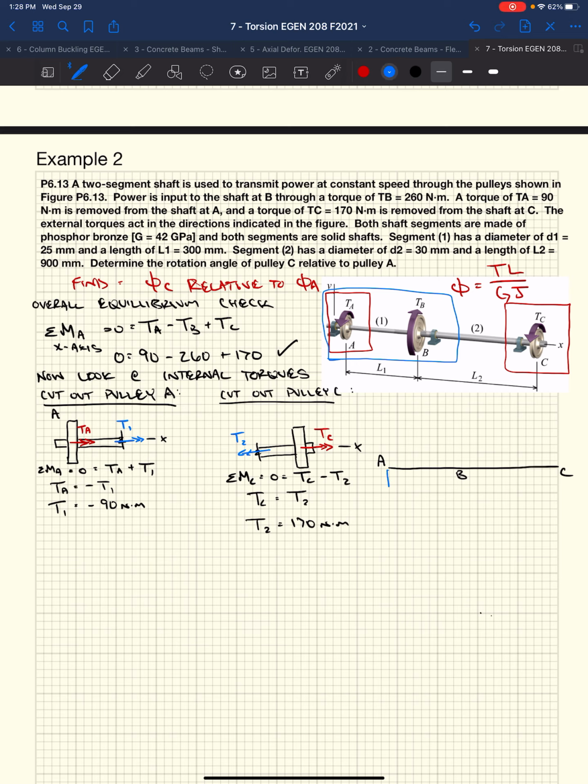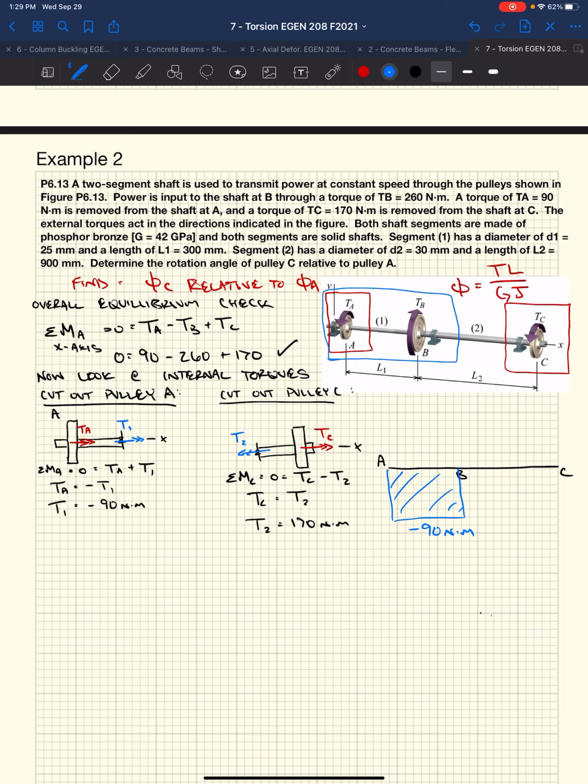So that's actually a negative torque. A negative, in this case, negative 90 Newton meters between A and B. It's going to be constant. There's no external forces acting on this. So when we get applied torque at A, it's going to go in the shaft, and that's what the shaft's going to see all the way until it gets acted on by an external force again. So from A to B, it's constant.